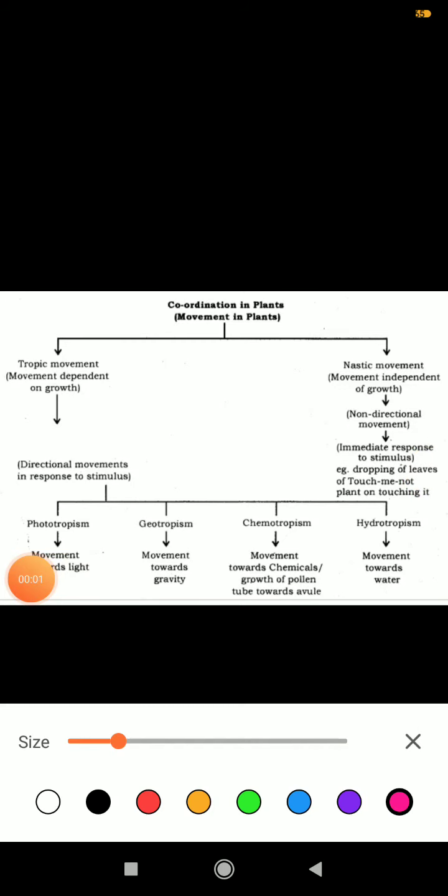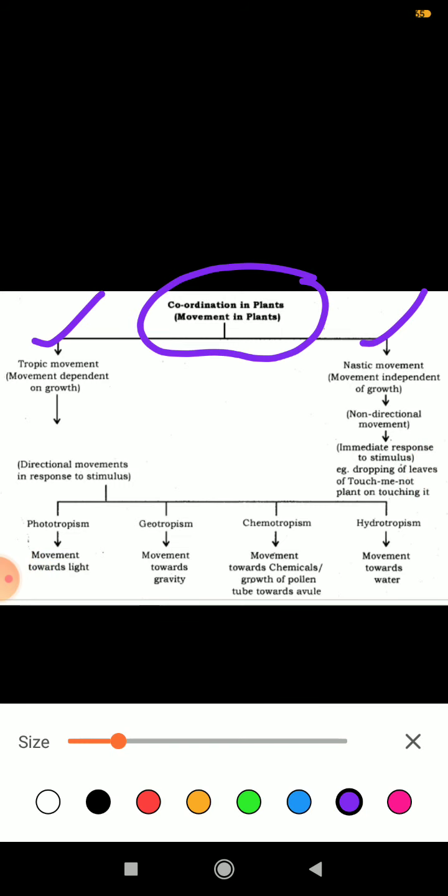So my dear students, in my previous video I told you that today we will study control and coordination in plants, and in that we will also study movement in plants. I have told you that movements in plants are of two types: tropic movement and nastic movement. In tropic movement there is growth of the plant, whereas in nastic movement there is no growth of the plant. Clear? I will tell you how, don't get confused.